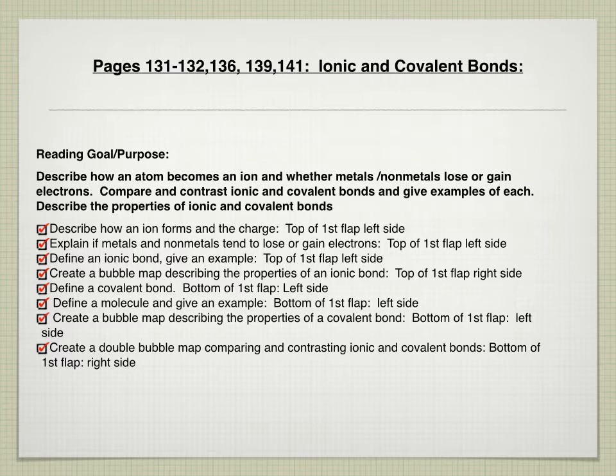Then you're going to go down to the bottom, and on the left side define a covalent bond, define a molecule and give an example, and then create a bubble map describing the properties of a covalent bond. Then on the right side of the bottom, you'll create a double bubble map comparing and contrasting ionic and covalent bonds. So as we're going through this, I'll just talk about the notes briefly, and you should be taking your notes after you listen to this and you do your reading.